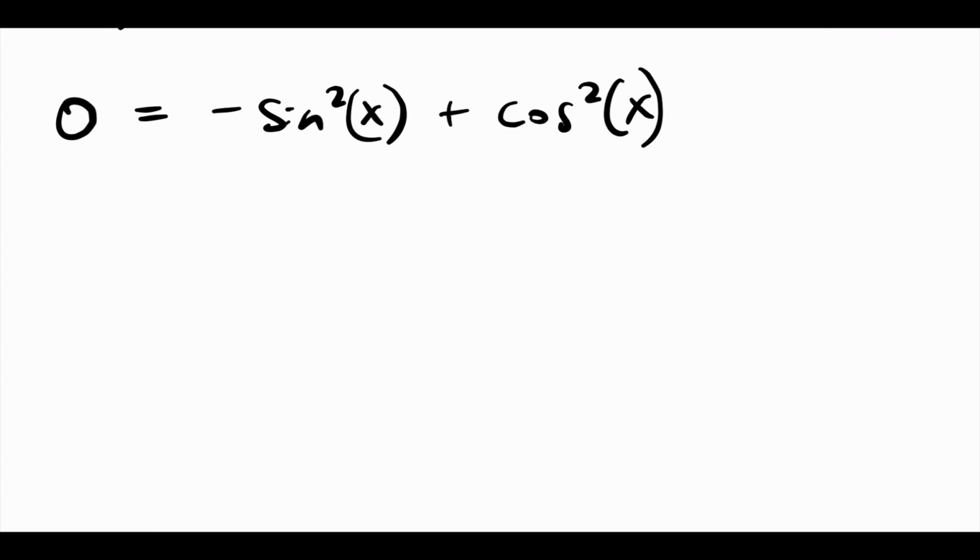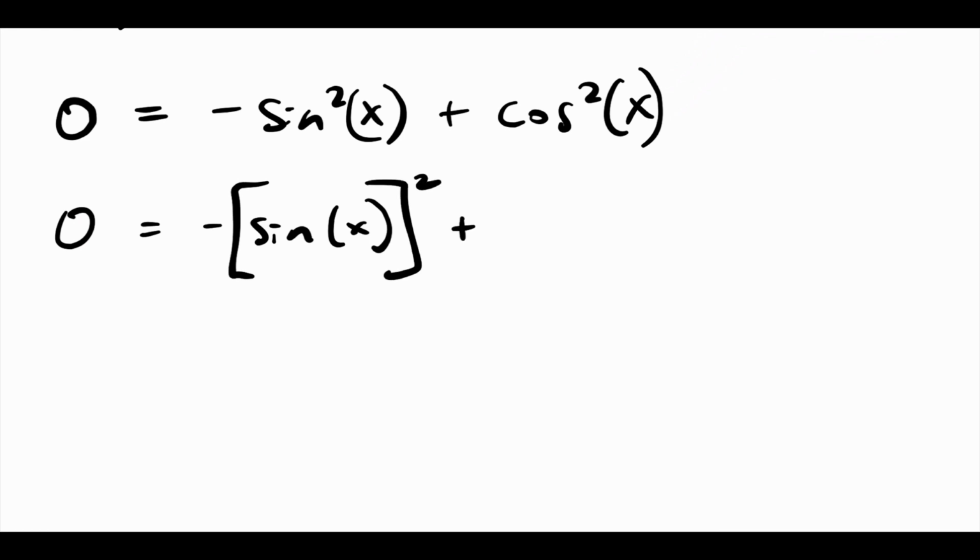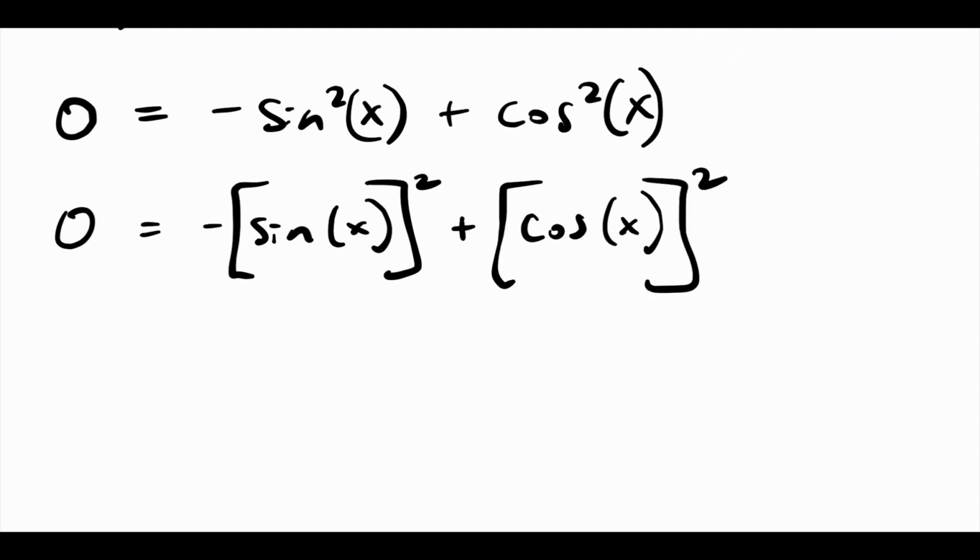Okay? This is a statement. It says 0 equals negative sine squared of x plus cosine squared of x. Okay? So in other words, it says this: negative sine of x, squared, plus cosine of x, squared. Okay? That's what it says.